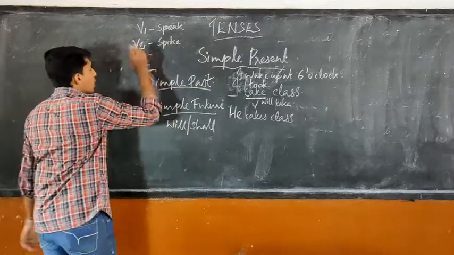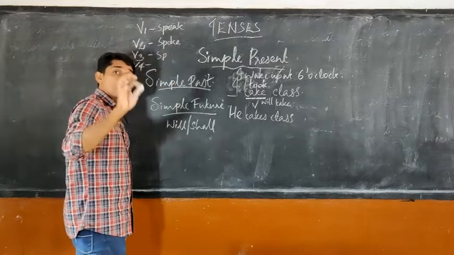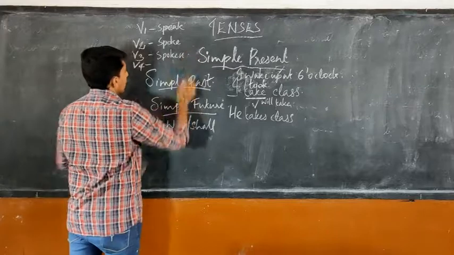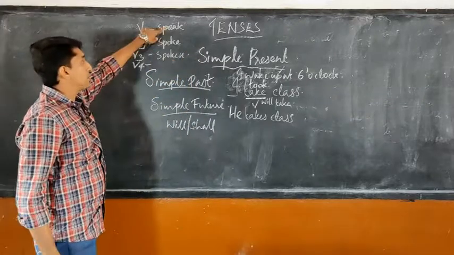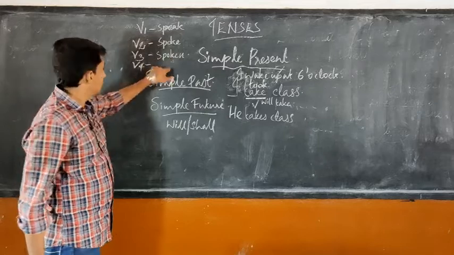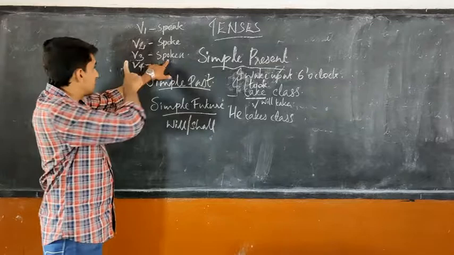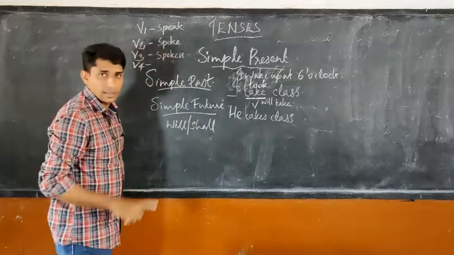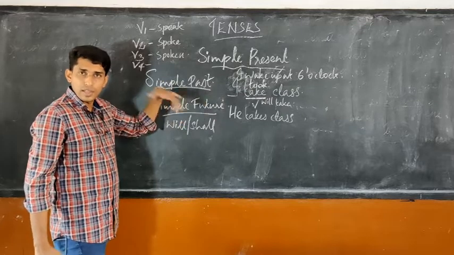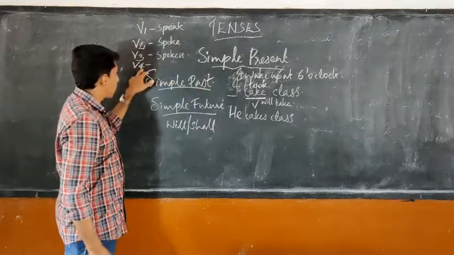There is another form called V3. Another name for V3 is past participle. The past participle form of speak is spoken. This is used in perfect tense. When we learn perfect tense, we will see this; it should be learned by heart. Every verb has these forms. You can note down in your notebook: every verb has three forms. Sorry, four forms. Earlier it was three. This form was not used.